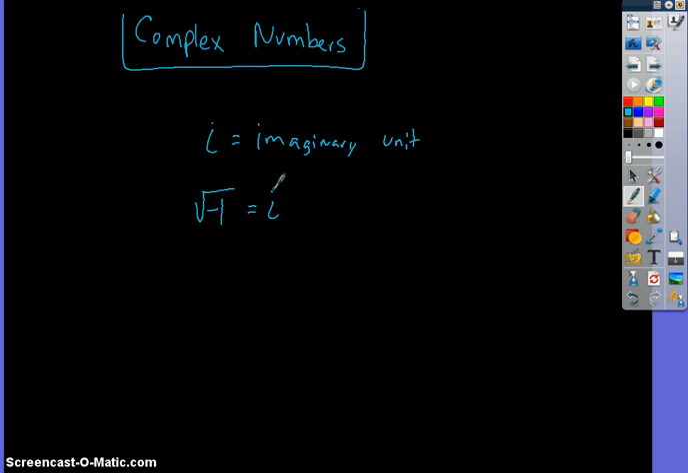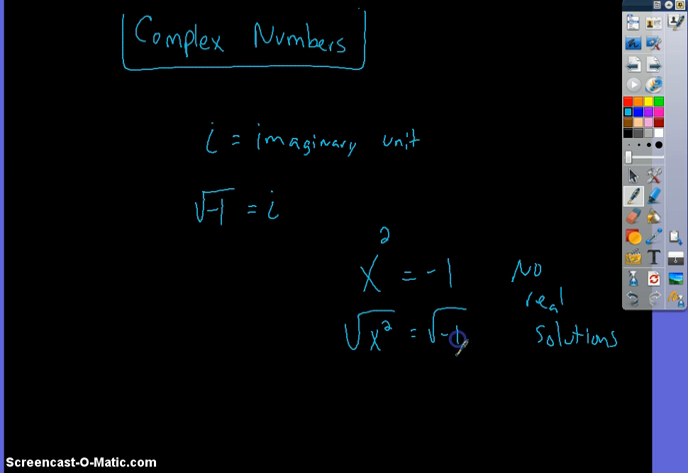It does not exist in the real number system because in the real numbers, you can't take the square root of negative numbers, because you can't square a number and come up with -1. So if you had to solve this equation, x squared equals -1, you ask yourself what number could that be? Well, it's not a real number. No real solutions to this equation.